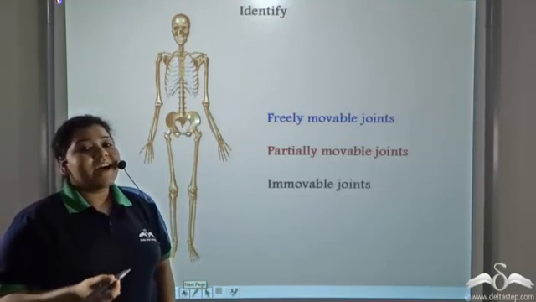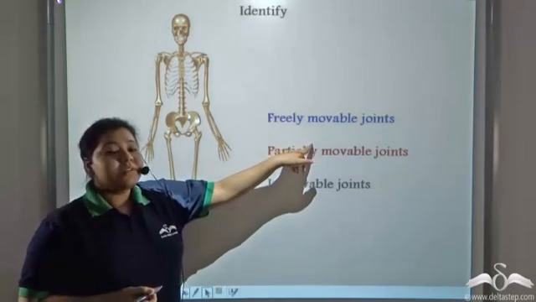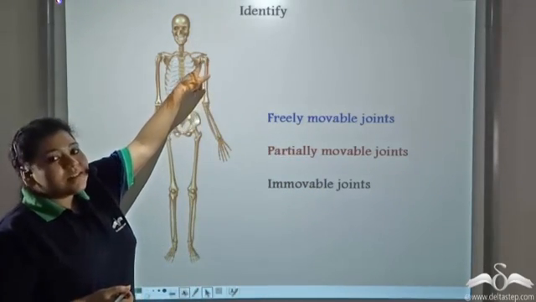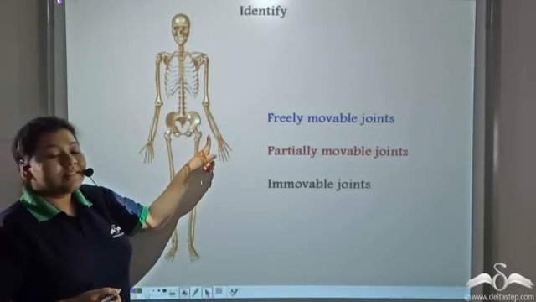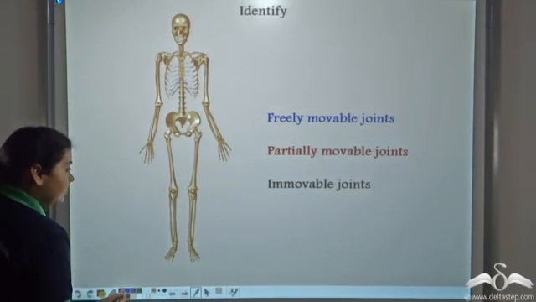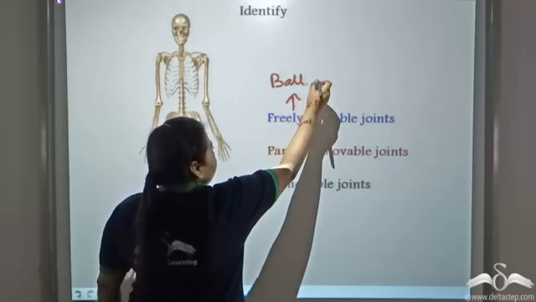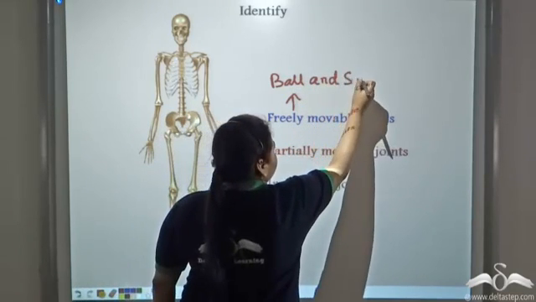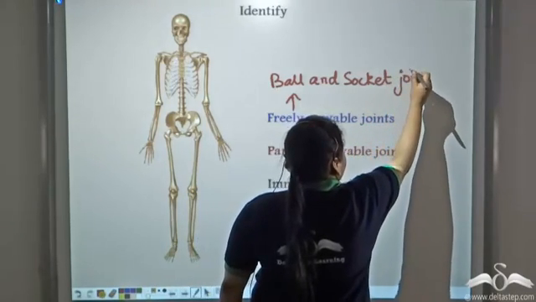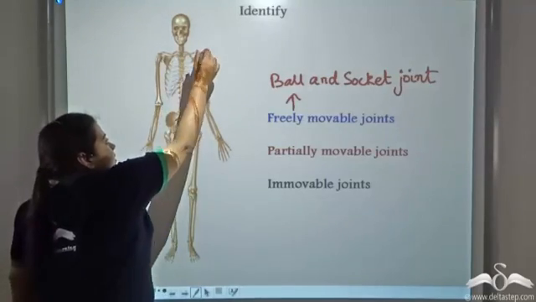Now come on, let us try and identify the different types of joints in our body. There are freely movable joints which are present, yes, in the pectoral girdle and the pelvic girdle. This joint is known as the ball and socket joint. So the freely movable joint is the ball and socket joint, present over here and here.